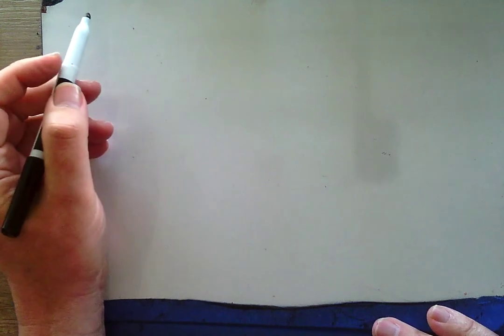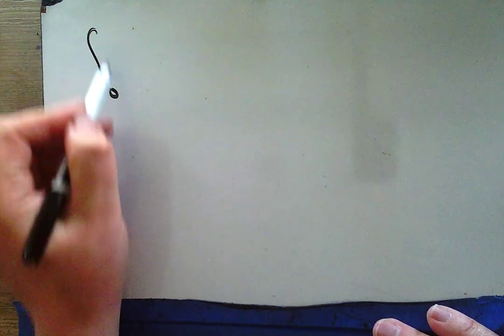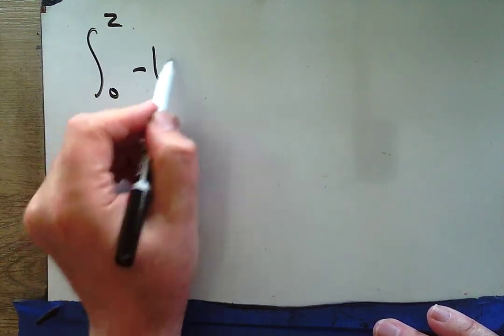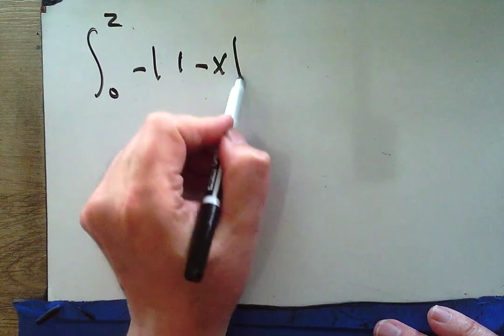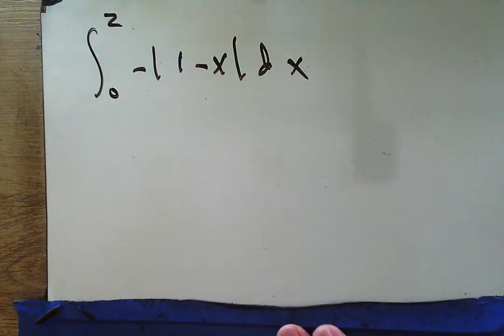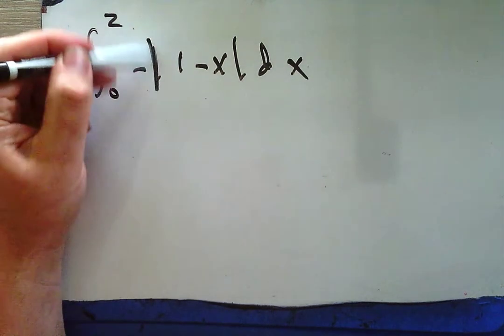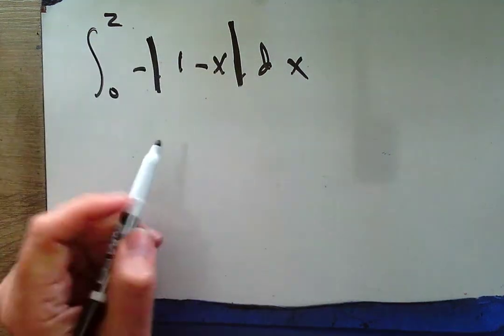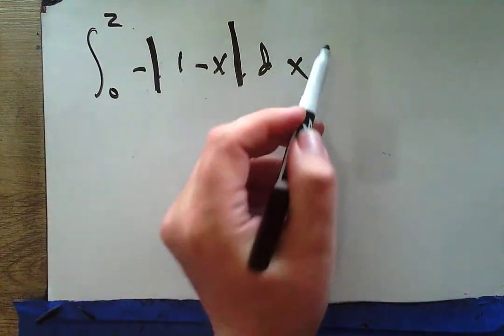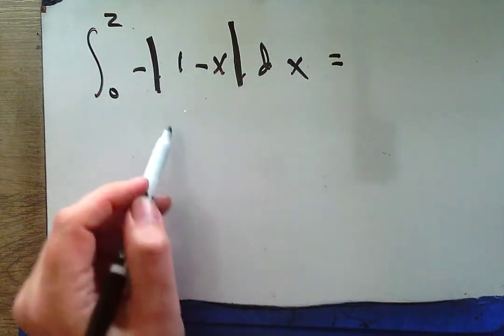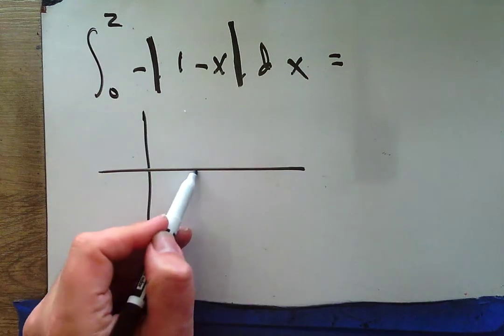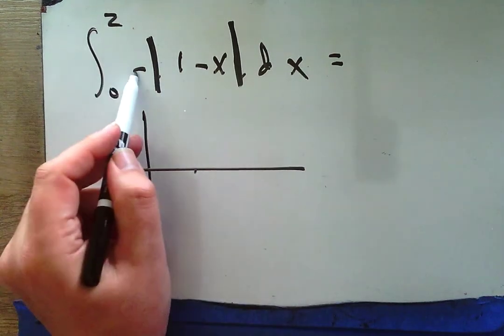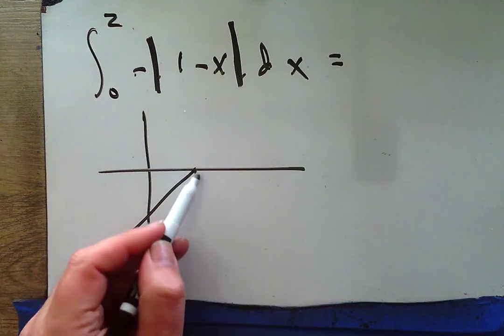So, where are we next? How about this one? Integral from 0 to 2, negative 1 minus x dx. Give it a try. Yes, these are absolute value bars. All right, how did it go? Did you think about your graph? Did you think about shifting right 1 and flipping upside down?